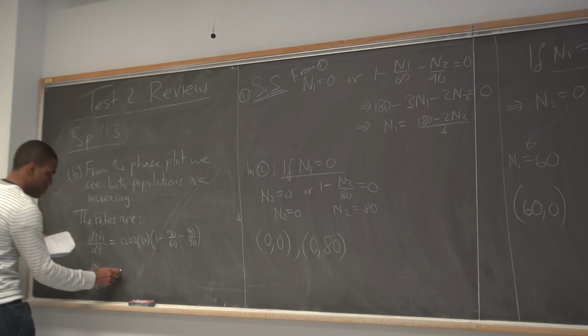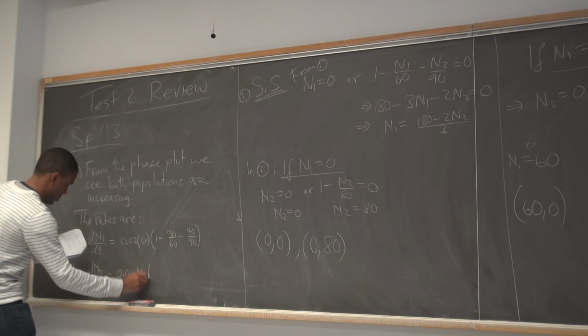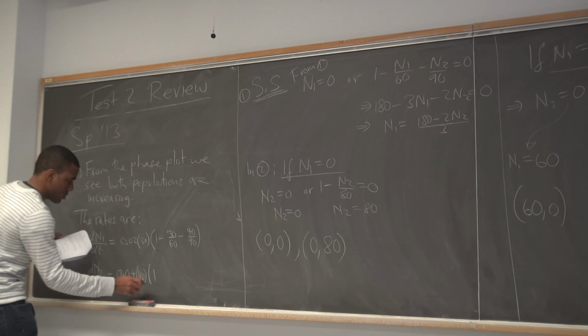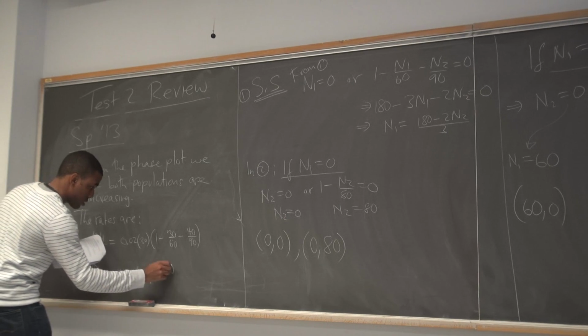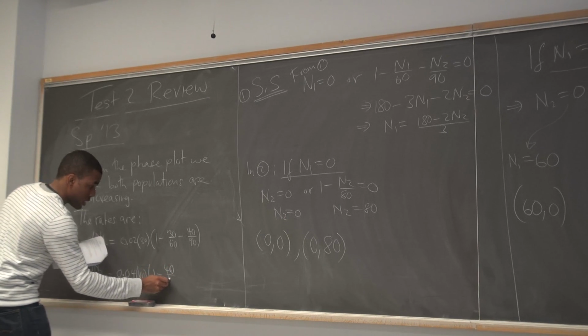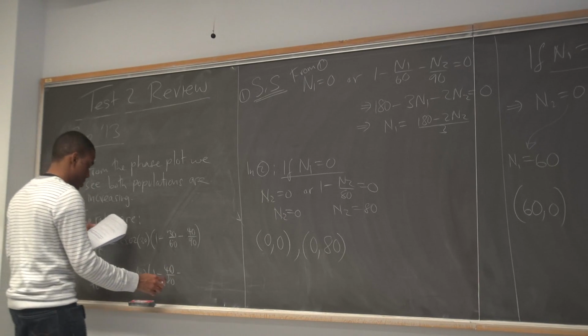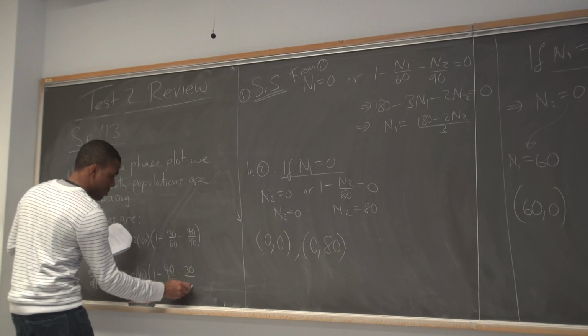And then for this one, we plug this in. For N2, we actually plug in 40. N2 is 40 over 80, and N1 is 30 over 40.